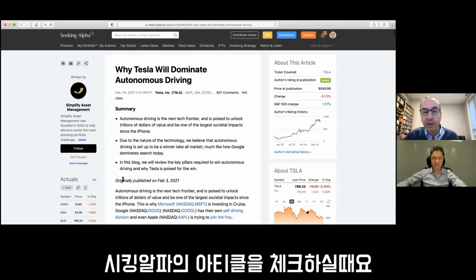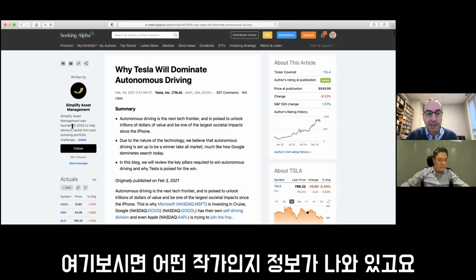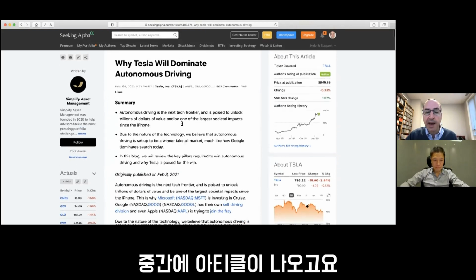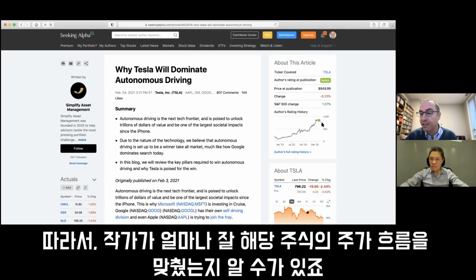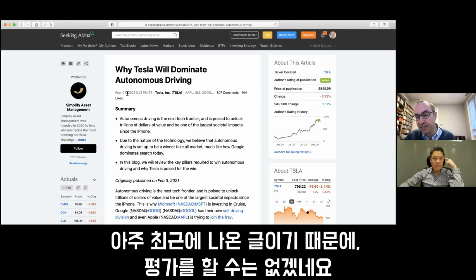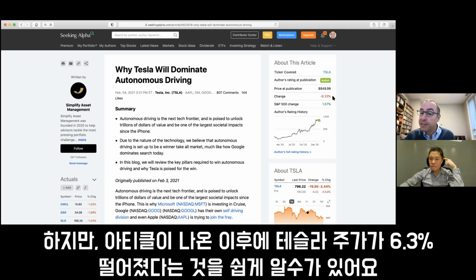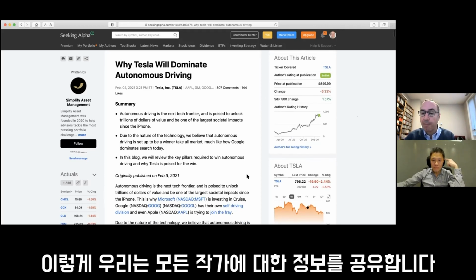When you look at a Seeking Alpha article, we also put information about the author. So here's a description of this author and who the author is, and here's their article. And then what we also do is we show where they published the article on the stock chart, so that you can see how good the author was on this particular stock. And so here, for example, the article was published in early February. So it's very recent. And so it's not really fair to judge anyone. But since the article was published, Tesla is down 6.3% and the S&P 500 is up 1.6%. So we show information about each of the authors.